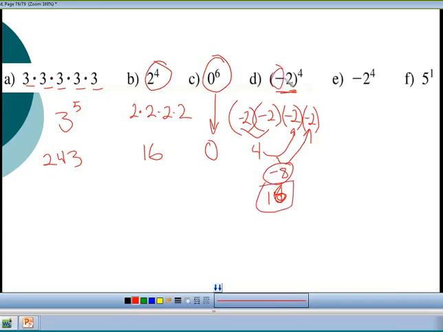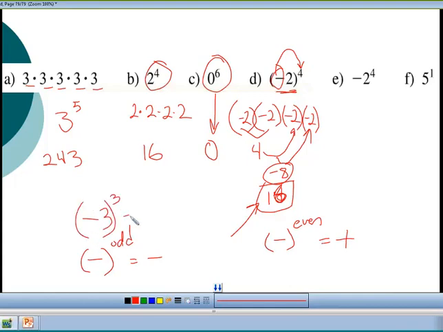Now, what that means is that if I have a negative raised to an even power, my answer will be positive. So a negative raised to an even power, the answer will always be positive. And I'll throw that over here. If I have a negative raised to an odd power, the answer will be negative. For example, if I have negative 3 to the 3rd power, the answer would be negative 27.